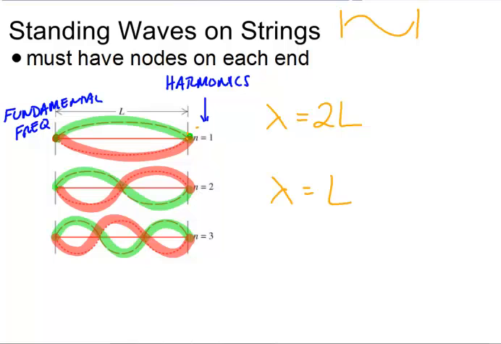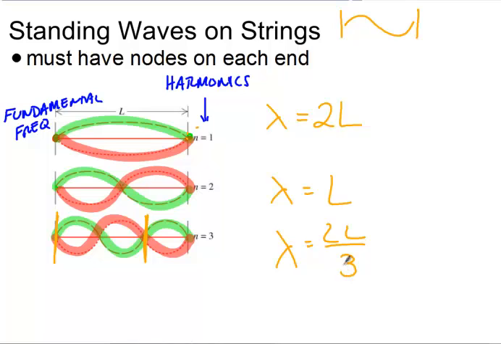So if we look at our wave down here, we see that we have 1.5 waves. Okay? One wave goes from here to here. There's one complete wave. And that one wave is 2/3 the length of the total string. So the wavelength here is going to be 2/3 L, or 2L over 3.